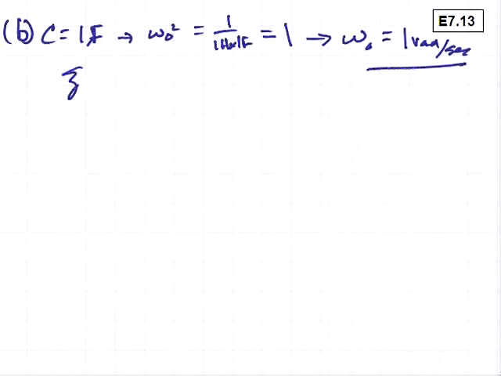Now we can calculate zeta again, which is equal to 2 ohms divided by 2 times 1 radian per second for the omega naught times 1 Henry, and this is equal to 1. So zeta is equal to 1.